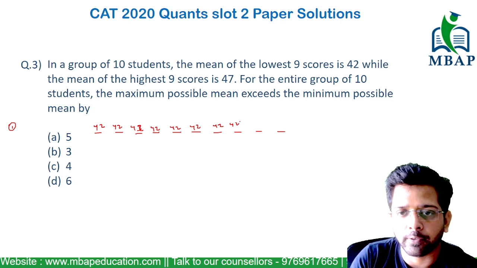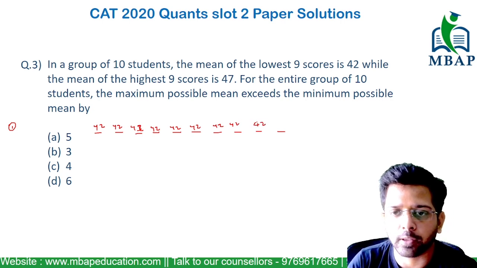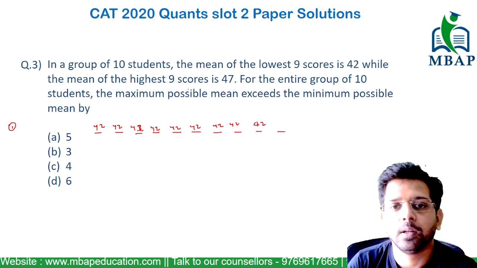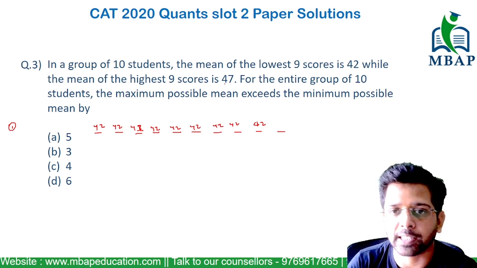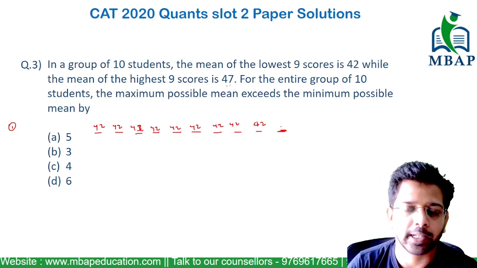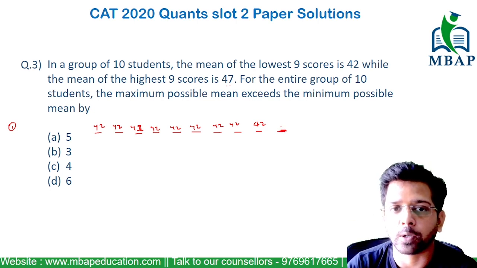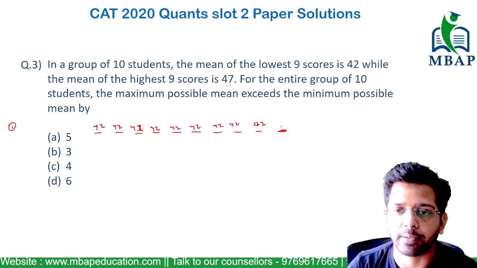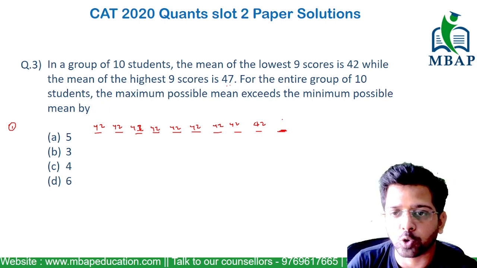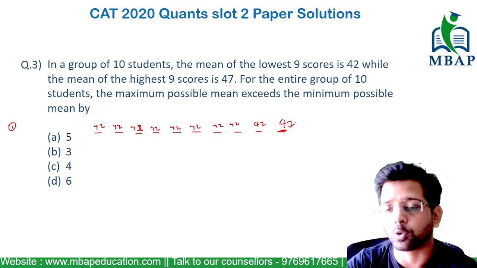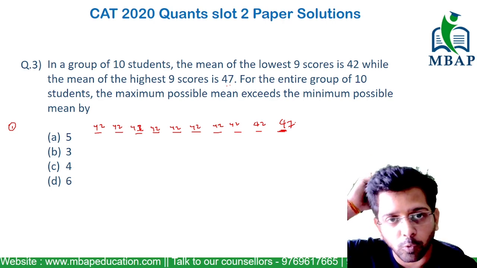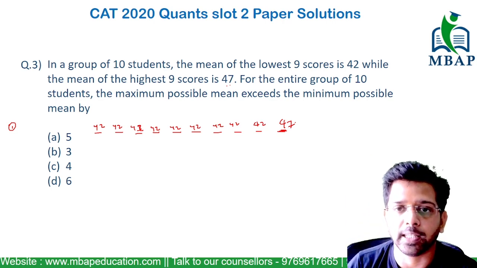Because only if all of them are on 42, the average of all 9 would have been 42 only. But they're also saying the average of the highest 9 scores is 47. So this value, the last number, cannot be 42, because you also want the 9 numbers' average to become 47. This number can also not be 47, because you want the average of the last 9.